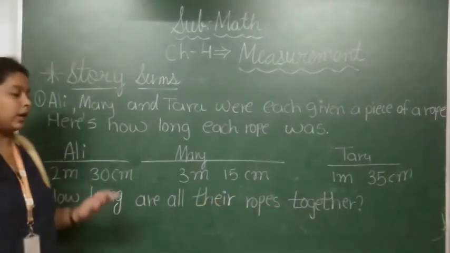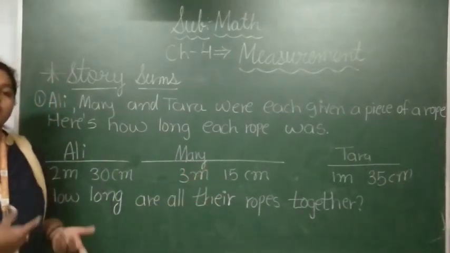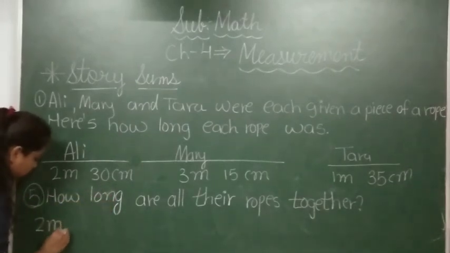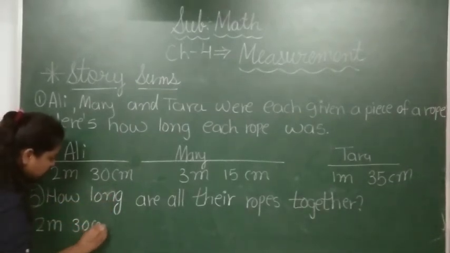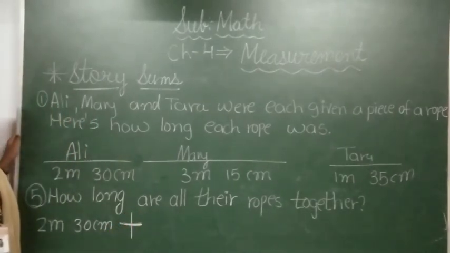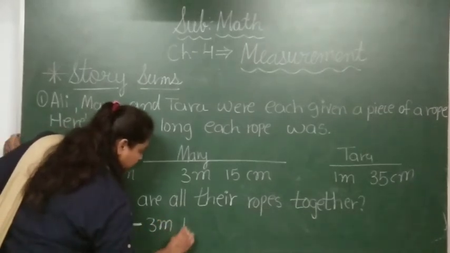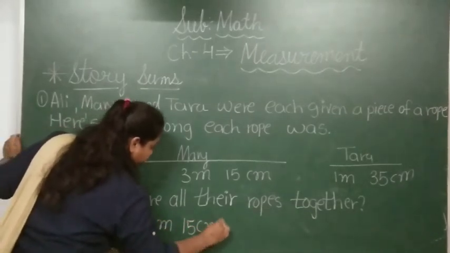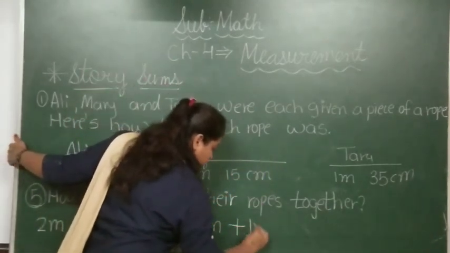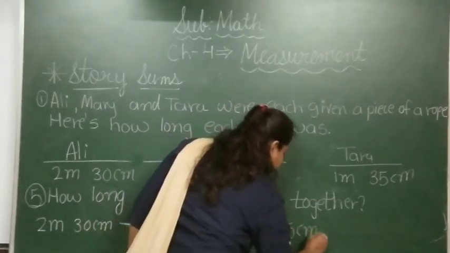Now what you have to do, you have to measure all the 3 children's rocks length and you have to add them. So first we will write Ali's rock length 2 meter and 30 centimeter. अगर हमें तीनों की find out करनी है, so for that we have to add them. Next is Mary's length, that means 3 meter and 15 centimeter. Next we have to write Tara's rock length 1 meter and 35 centimeter.